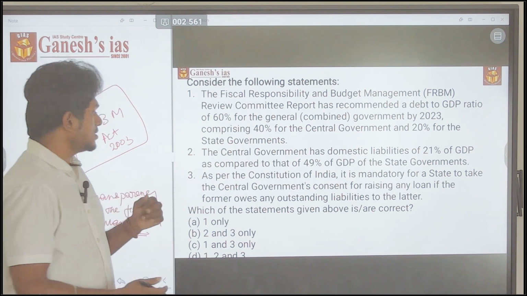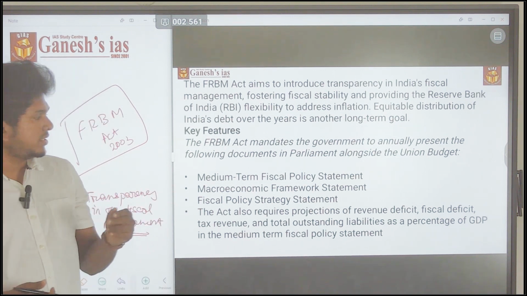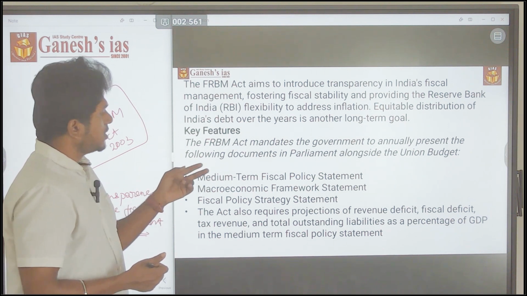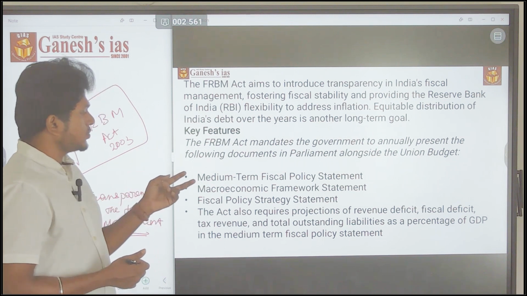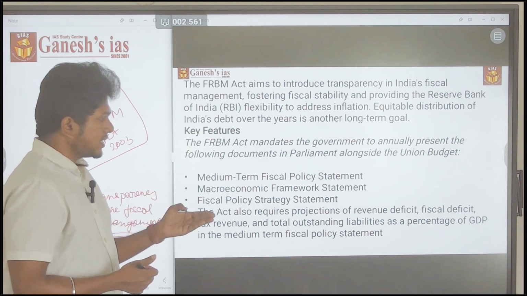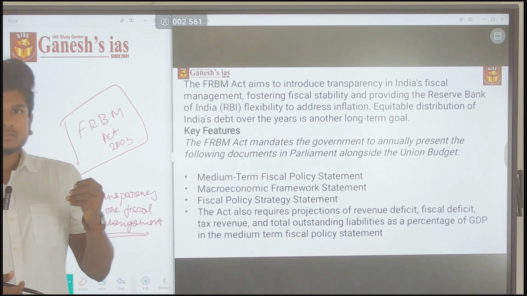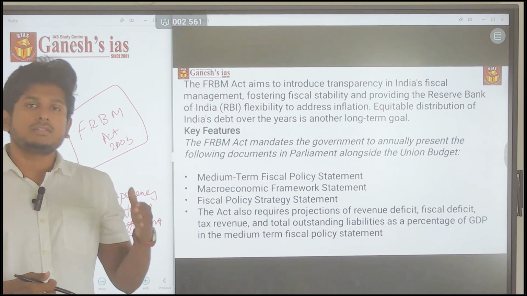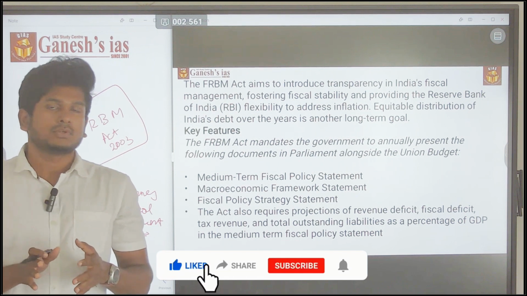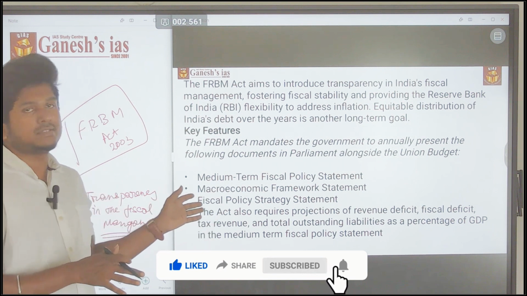So what are the things the government has to produce? The government has to produce in the parliament a medium term fiscal policy statement, macroeconomic framework statement, and fiscal policy strategy statement. The act also requires projections of revenue deficit, fiscal deficit, tax revenue, and total outstanding liabilities as a percentage of the GDP in the medium term fiscal policy statement. By that itself you can easily evaluate how much debt the government is actually making, and whether the government is performing well or not.